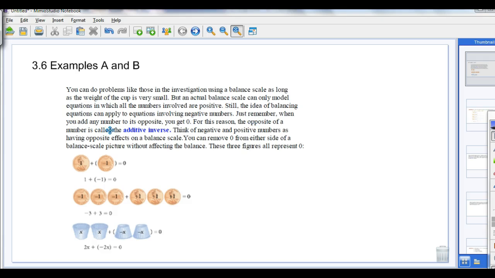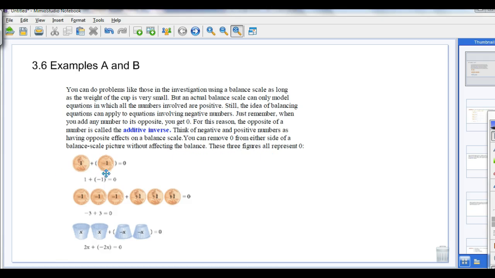Just remember, when you add any number to its opposite, you get 0. For this reason, the opposite of a number is called the additive inverse, because if you add them together, they add to 0. Think of negative and positive numbers as having opposite effects on a balance scale. You can remove 0 from either side of a balance scale picture without affecting the balance. These three figures all represent 0.